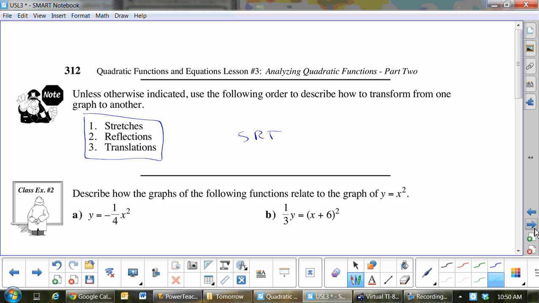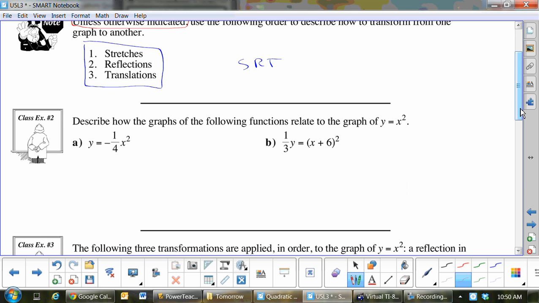But so we're always going to do them in that order, unless otherwise indicated. So this is kind of important, because if they say do this, then this, then this, you can go out of order because they told you to. So we're going to do A together, or A and B together, then after that, we should be good. Okay, so is there any stretches?